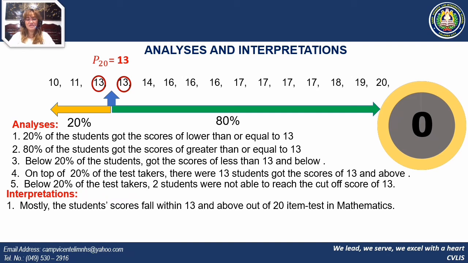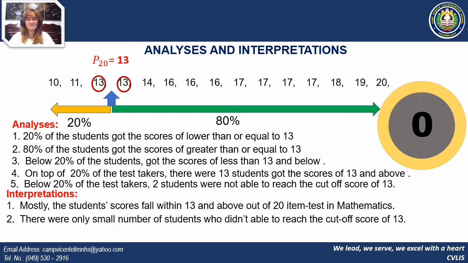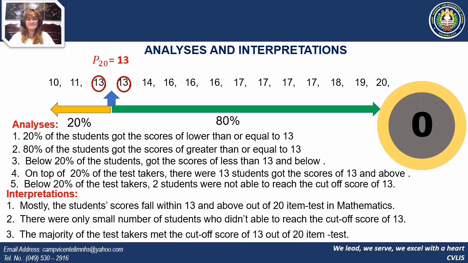For the interpretations, mostly the student scores fall within 13 and above out of the 20-item test in mathematics. There was only a small number of students who weren't able to reach the cutoff score of 13. The majority of the test takers met the cutoff score of 13 out of the 20-item test.